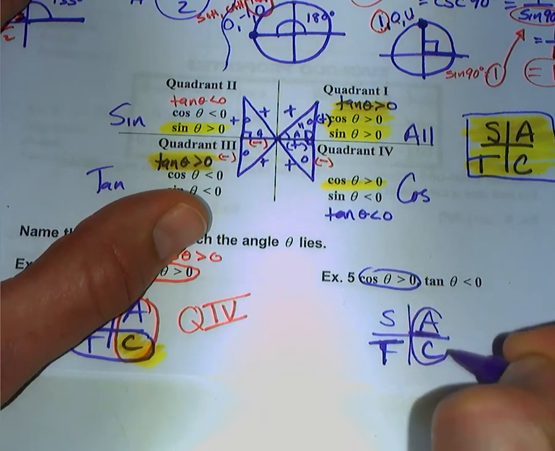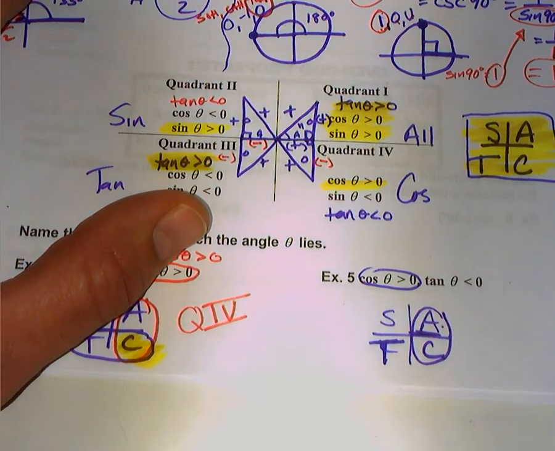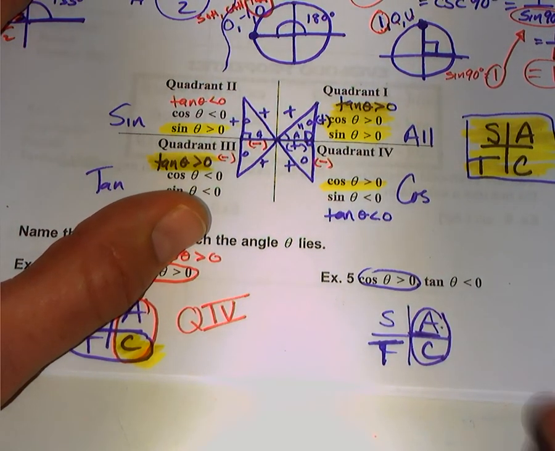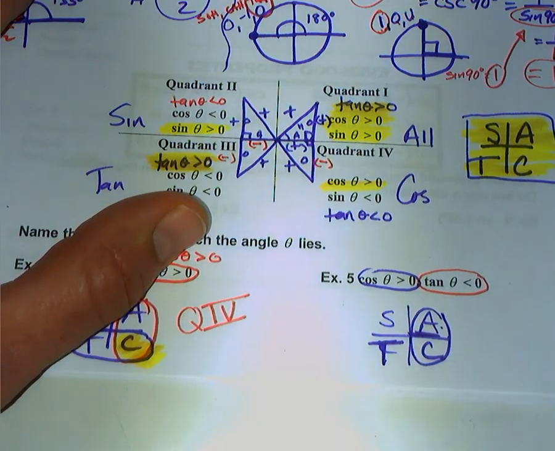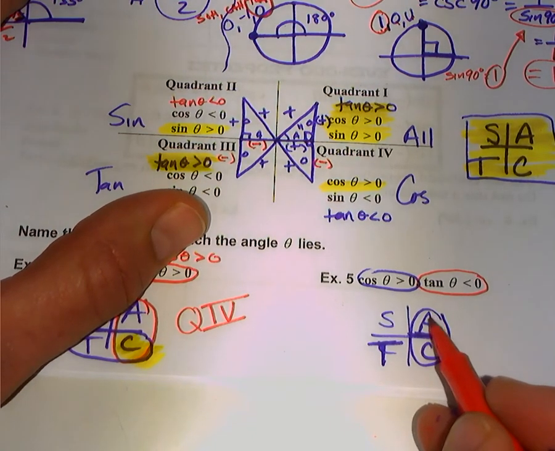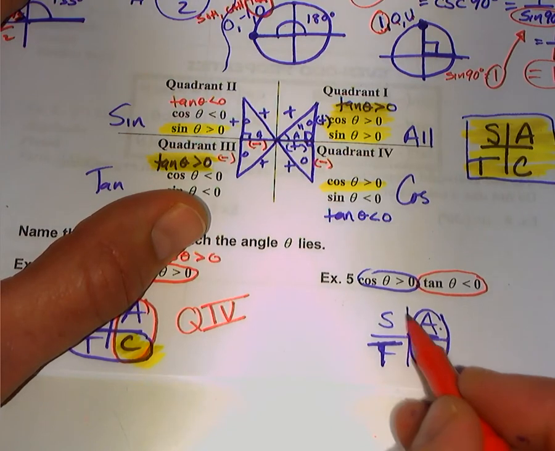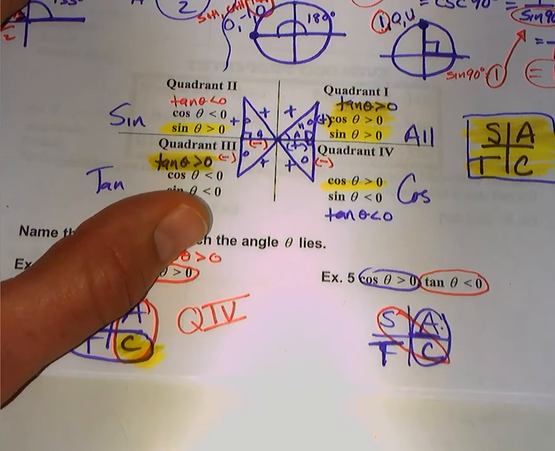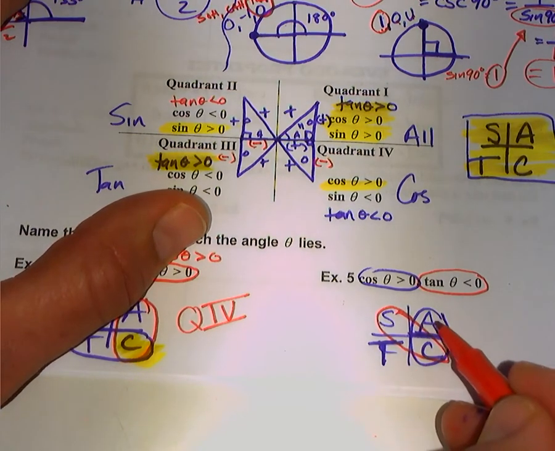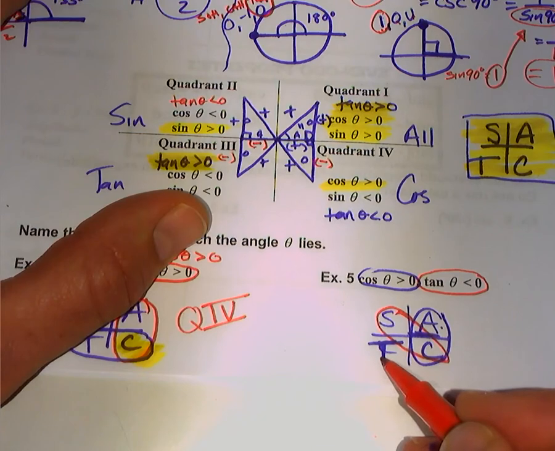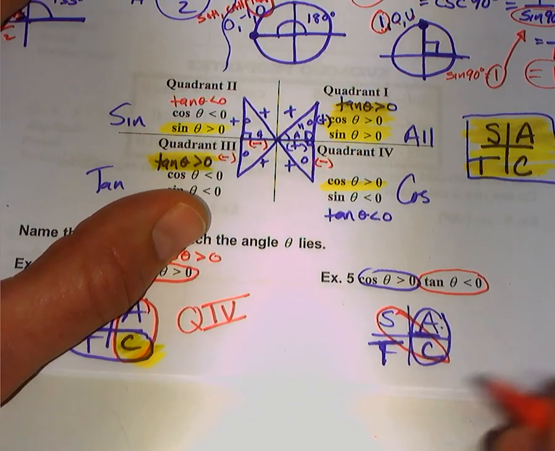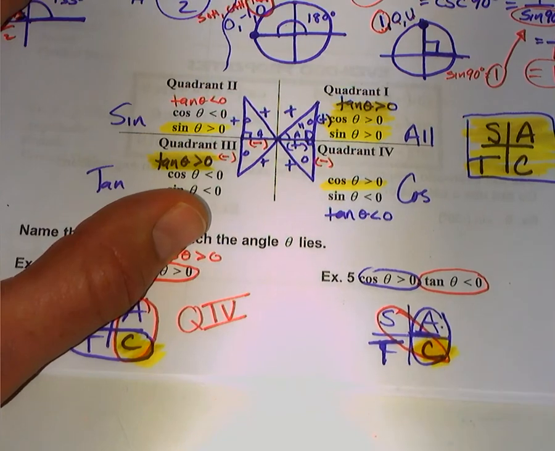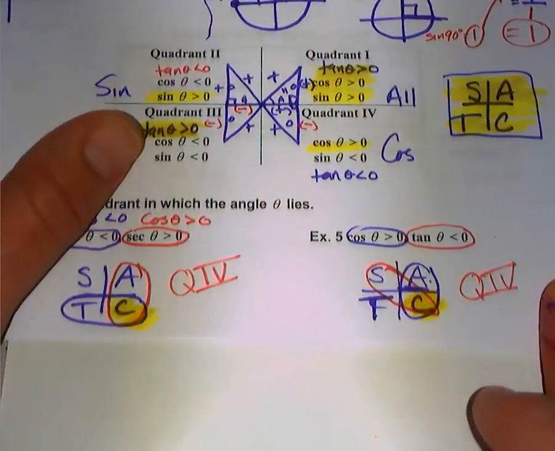That's A and C. All of them are positive and cosine's positive, greater than 0. Tangent is less than 0. Where's tangent negative? Dan, 2 and 4? You're right, because tangent's positive in 1 and 3, A and T. So that means it's negative in 2 and 4. All of them are positive in 1, and only tangent's positive in 3. So that means it's negative in the other 2. So again, it just so happens they overlap in the same quadrant, quadrant 4. Your answer is not always quadrant 4, guys. It depends on what you got.